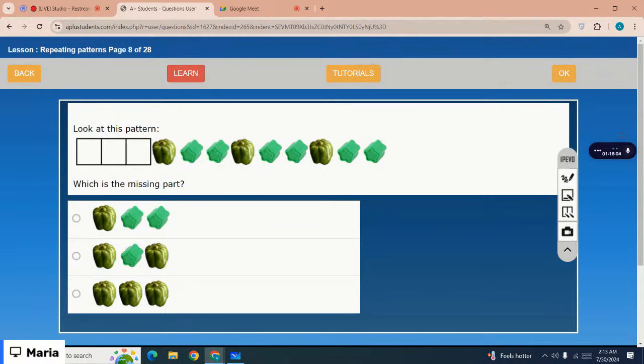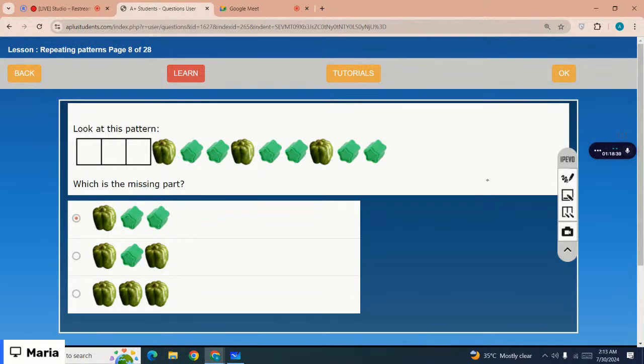Look at this pattern. Which is the missing part? So which is the correct option? One, two, three. The correct option is option number, yes, 1 is the correct option.